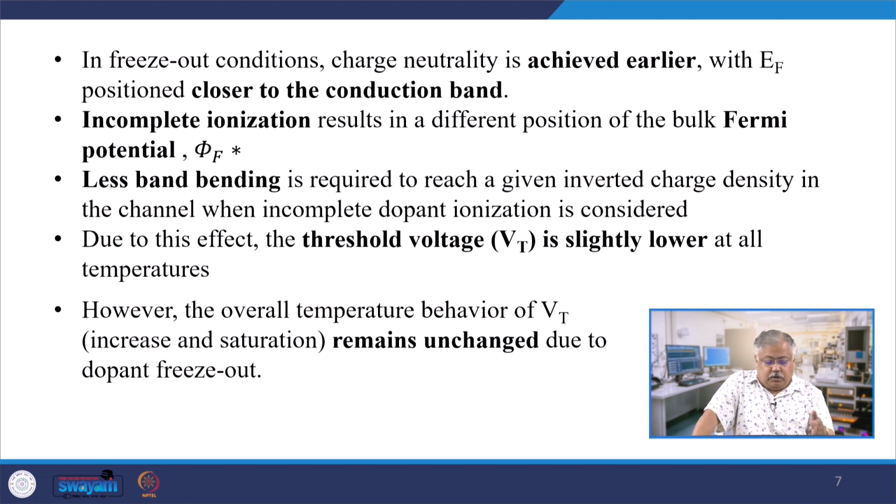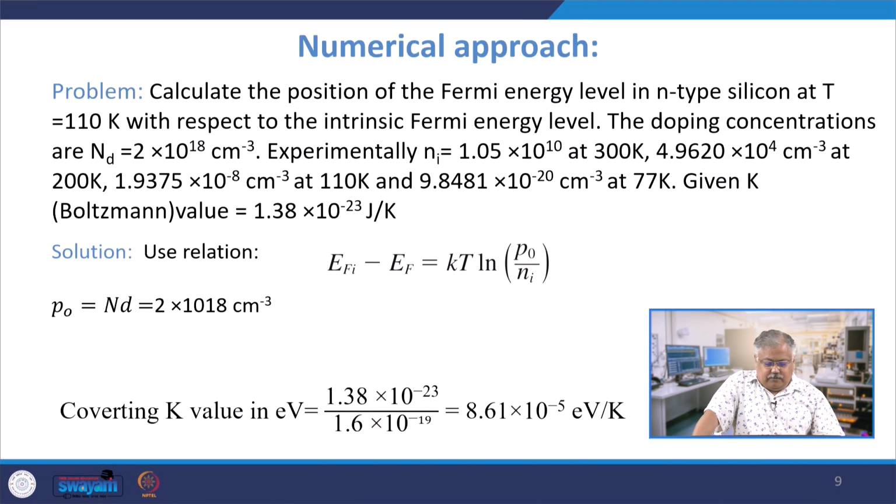I told you about incomplete ionization, and then the reverse trend: there will be less band bending for the inverted charge carriers in the channel when incomplete dopant ionization is considered. When you consider incomplete dopant ionization, you will require a smaller amount of band bending. The threshold voltage will vary, and the difference in the threshold voltage will be much larger at 0 Kelvin or around 4 Kelvin as compared to 300 Kelvin. We have discussed this point.